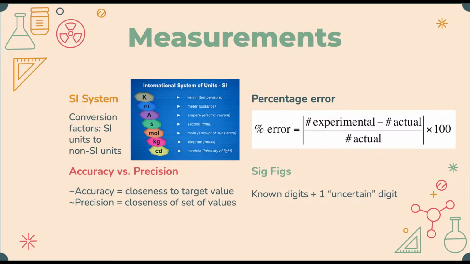Weight is a measure of the gravitational pull on matter, and density is a ratio of mass to volume. Accuracy is how close a measurement is to a target value, while precision is how close a set of measurements are to each other.